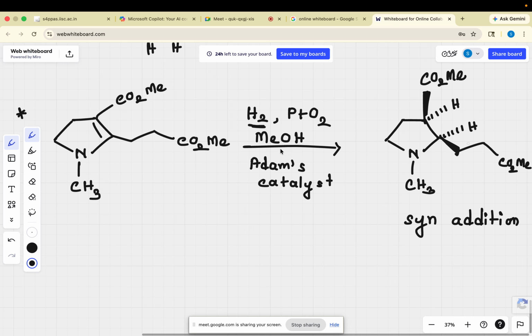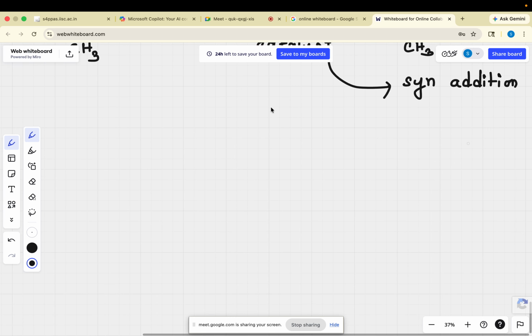So keep in mind, if you are using Adams catalyst, it will do syn addition of hydrogen. Done? Yes, sir. That's good. Fine.